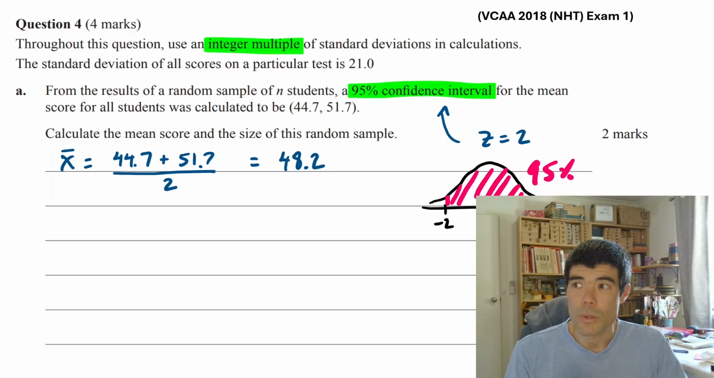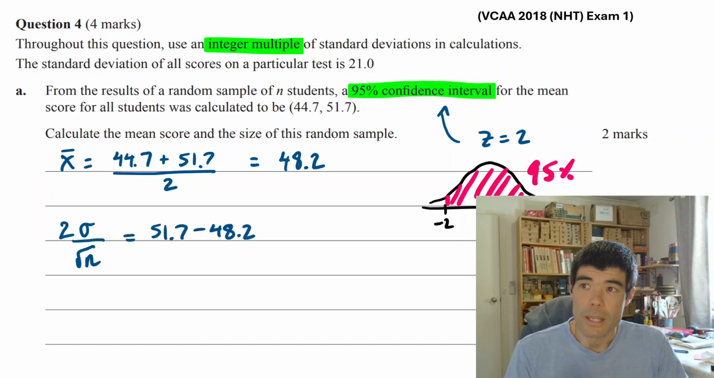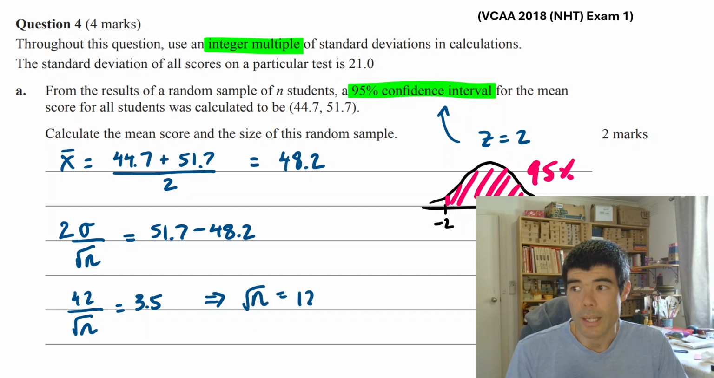And for the size, we're using 2 times sigma on root n. That must be equal to 51.7 minus the midpoint, 48.2. So that difference is 3.5. We get root n is 12, and n has to be 144.